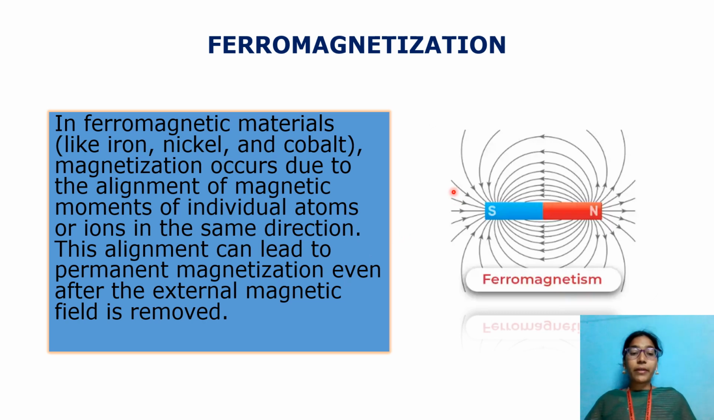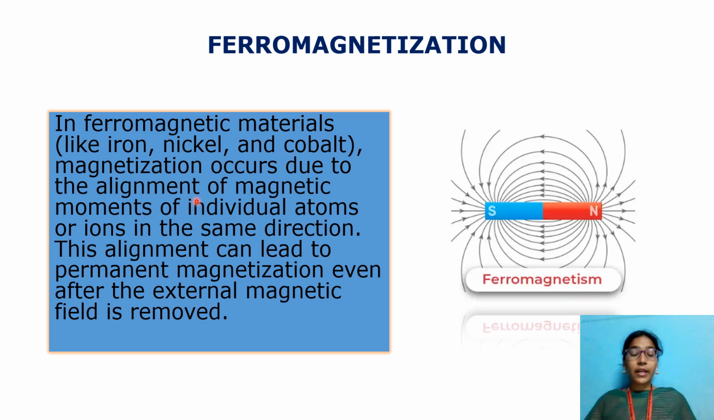The ferromagnetic materials are iron, nickel, and cobalt. Ferromagnetism occurs only when the magnetic moments of individual atoms are in the same direction, and this leads to the magnetization staying even after the external magnetic field is removed. This is known as ferromagnetization, and it occurs in ferromagnetic materials like iron, nickel and cobalt.